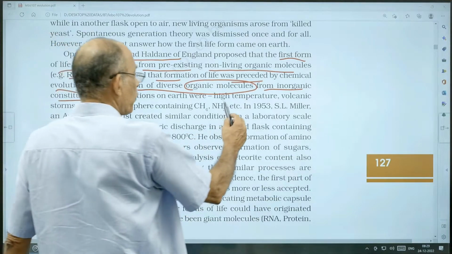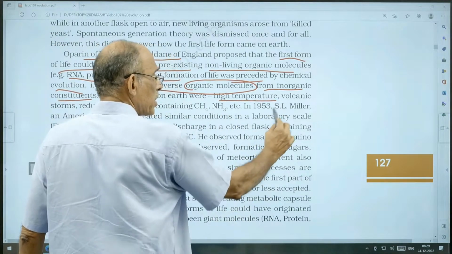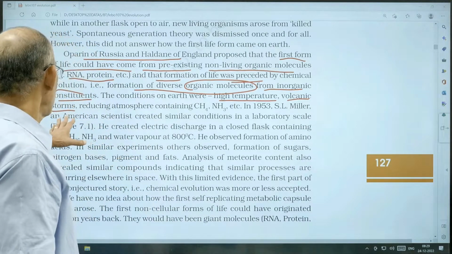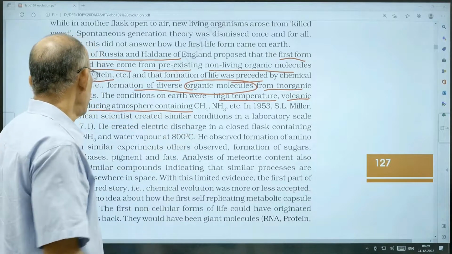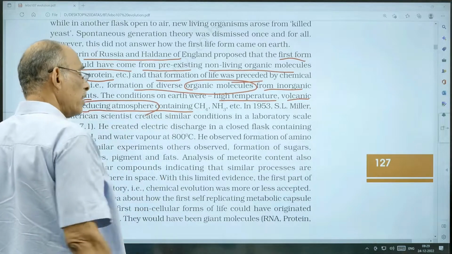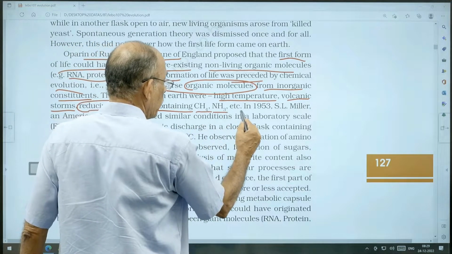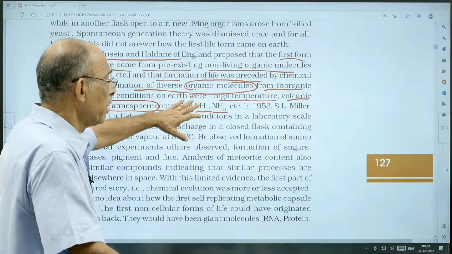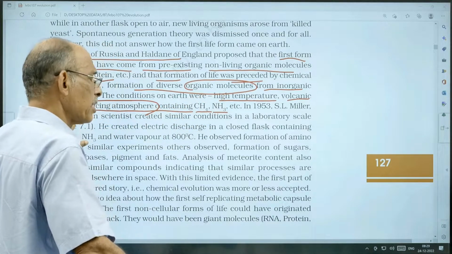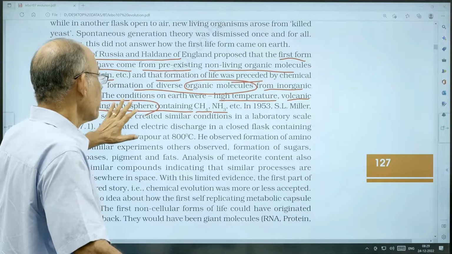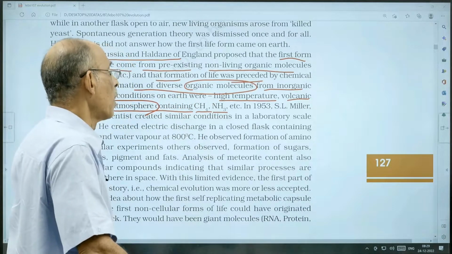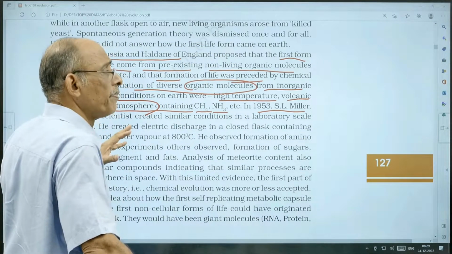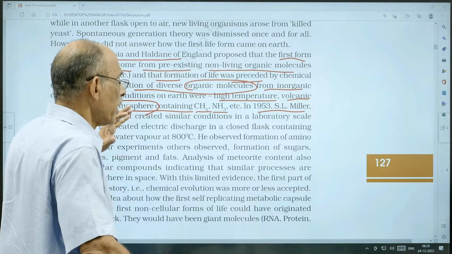The primitive atmosphere had high temperature and continuous volcanic eruptions and storms, and a reducing atmosphere containing methane, ammonia, hydrogen, etc. That was the condition of the primitive Earth. Later, in 1953, Stanley Miller actually created such a condition in a laboratory.